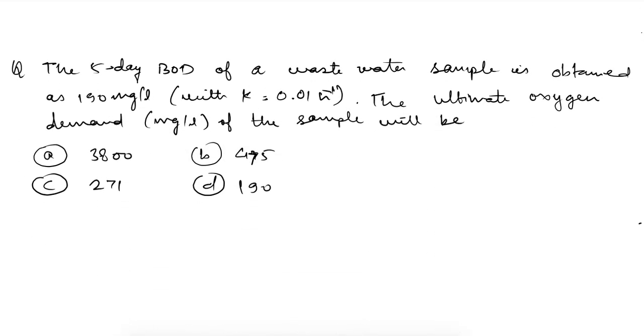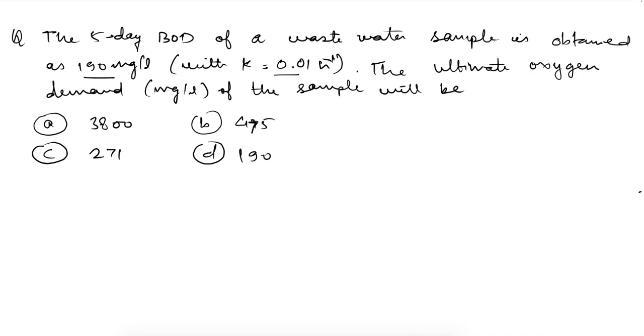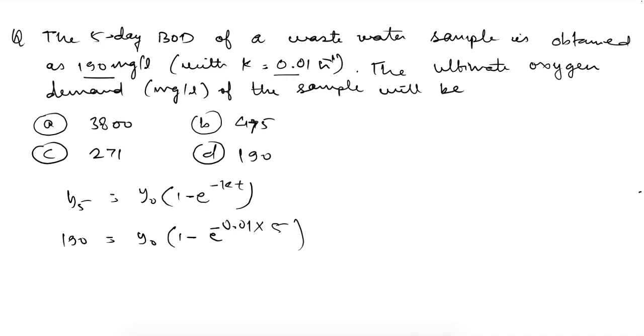Here it says the 5-day BOD of a wastewater sample is obtained as 190 milligram per liter with K equal to 0.01 per hour. The ultimate oxygen demand of the sample will be? Now here it is simple. Directly it is asking: 5 days is given, ultimate is asked. That is y5 is equal to y0 into 1 minus e to the power minus k into t. Everything is given. So y5 is 190, y0 we have to find out, 1 minus e to the power minus 0.01 into 5, and whatever you find from here.